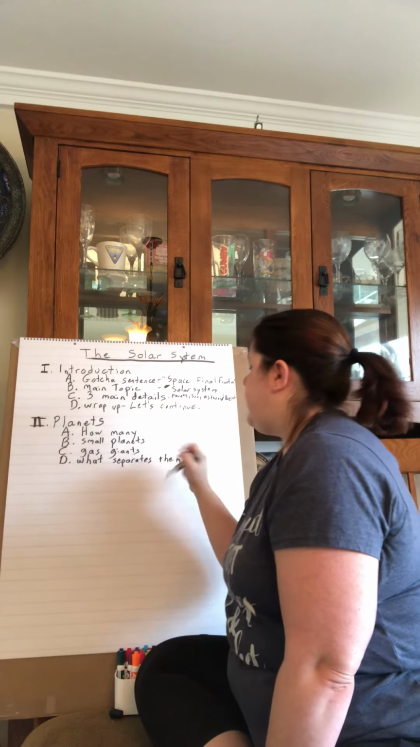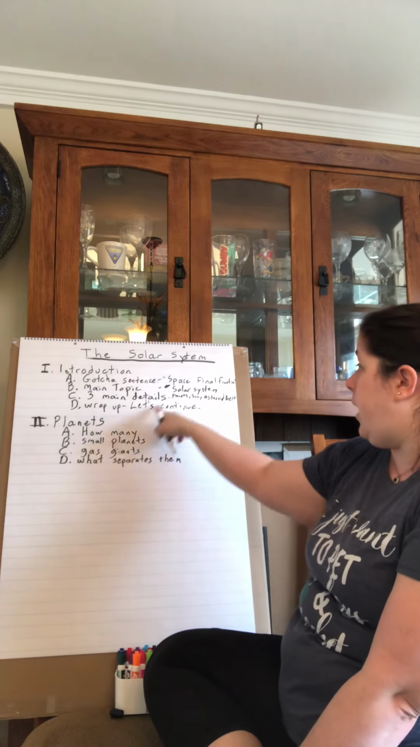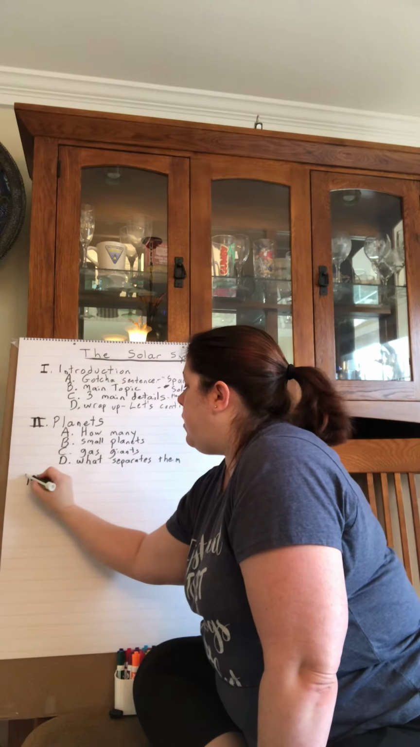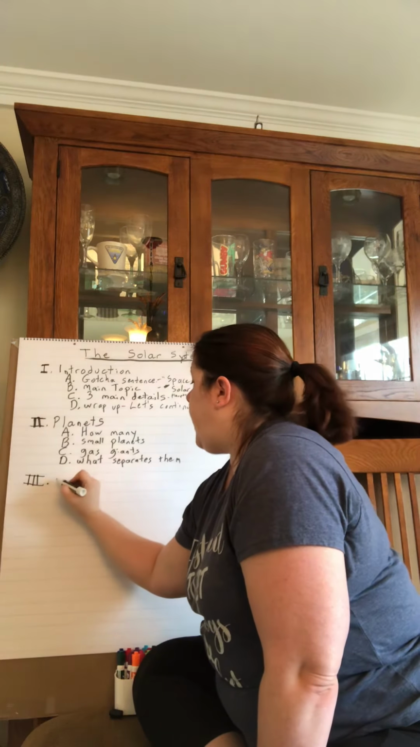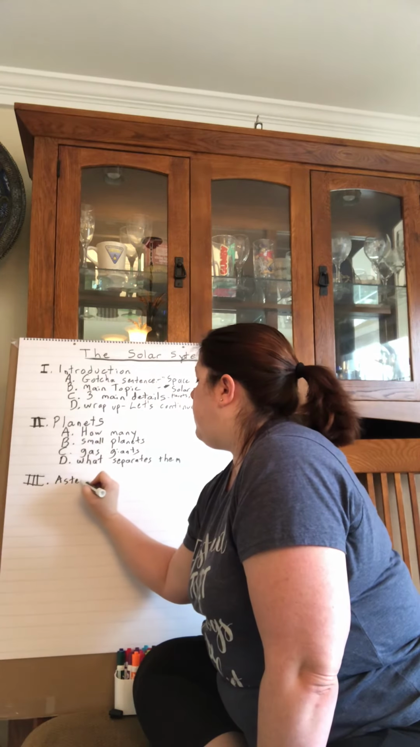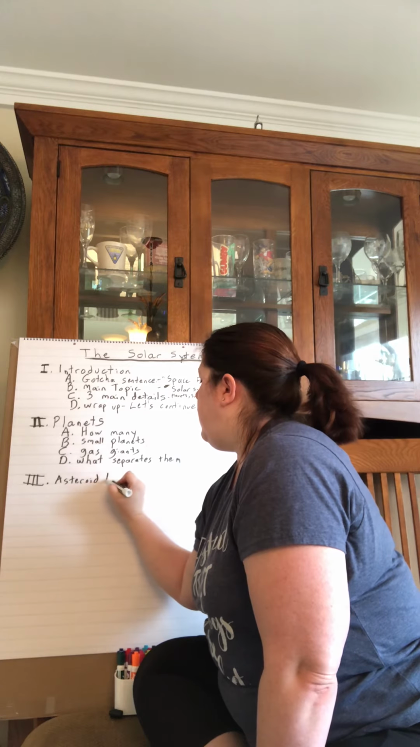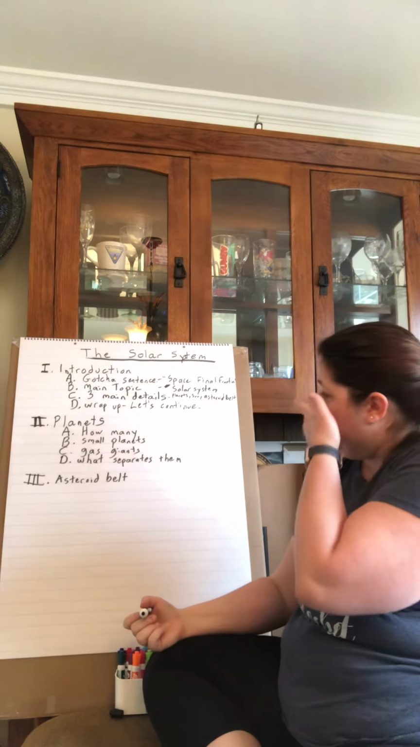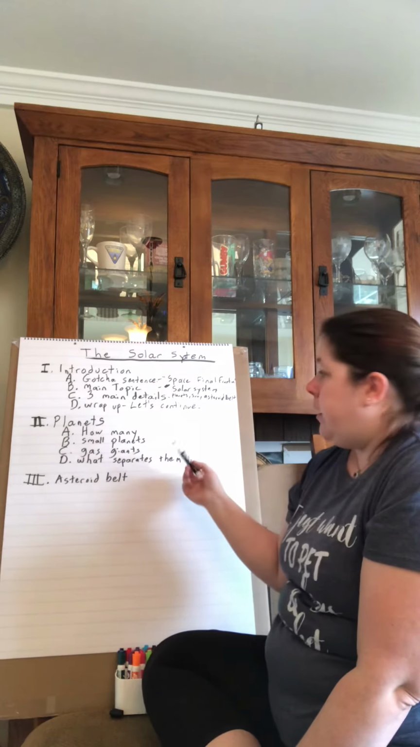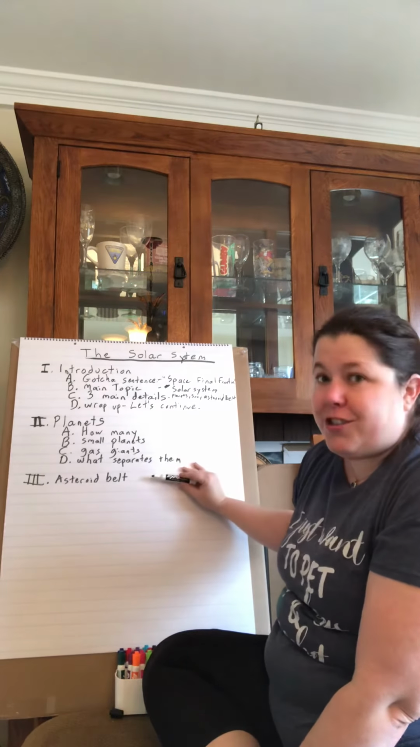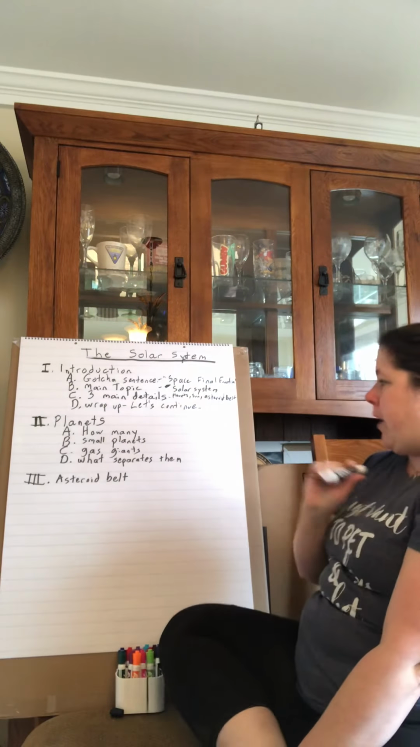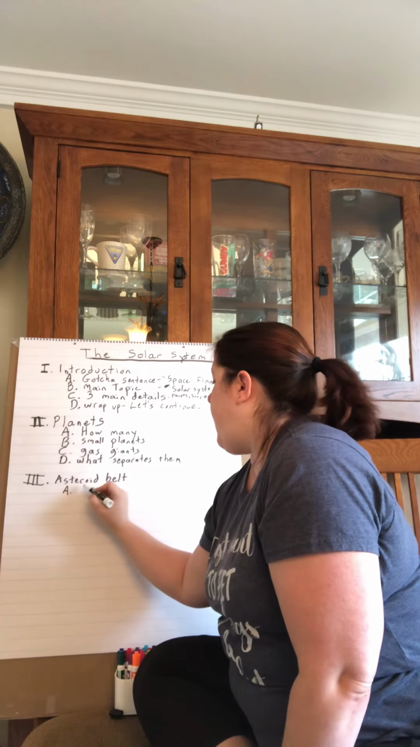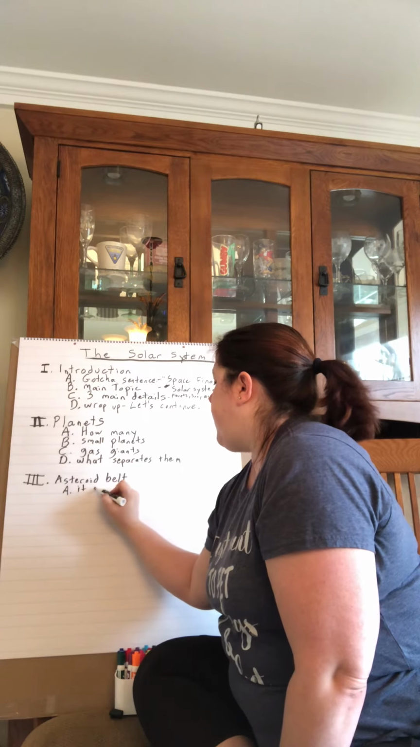So what separates the smaller planets from the gas giants? And that would be the asteroid belt. So that would lead you right into number 3, the asteroid belt. All right. So now we look like rock stars because we've tied together our two paragraphs here. And this first sentence could actually be a continuation about how it separates the planets.